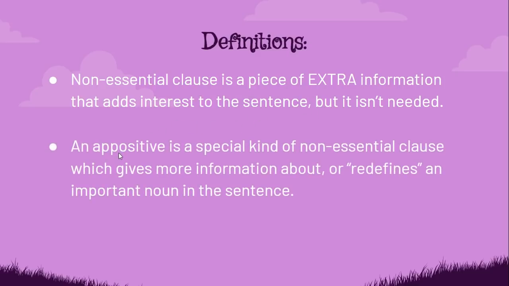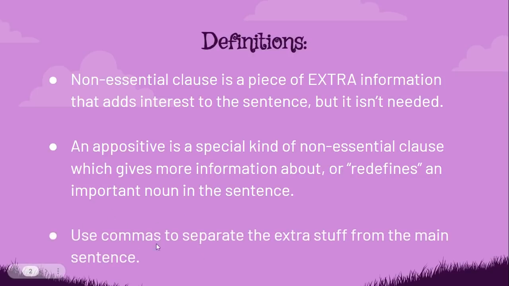And appositive, that's a big, scary sounding word. An appositive is a special kind of non-essential clause where we give more information about a specific noun in the sentence. It redefines that noun in case someone is unfamiliar with who or what you're talking about. This not only makes your writing more interesting, it can also make it more clear for readers who are unfamiliar with what you're talking about.